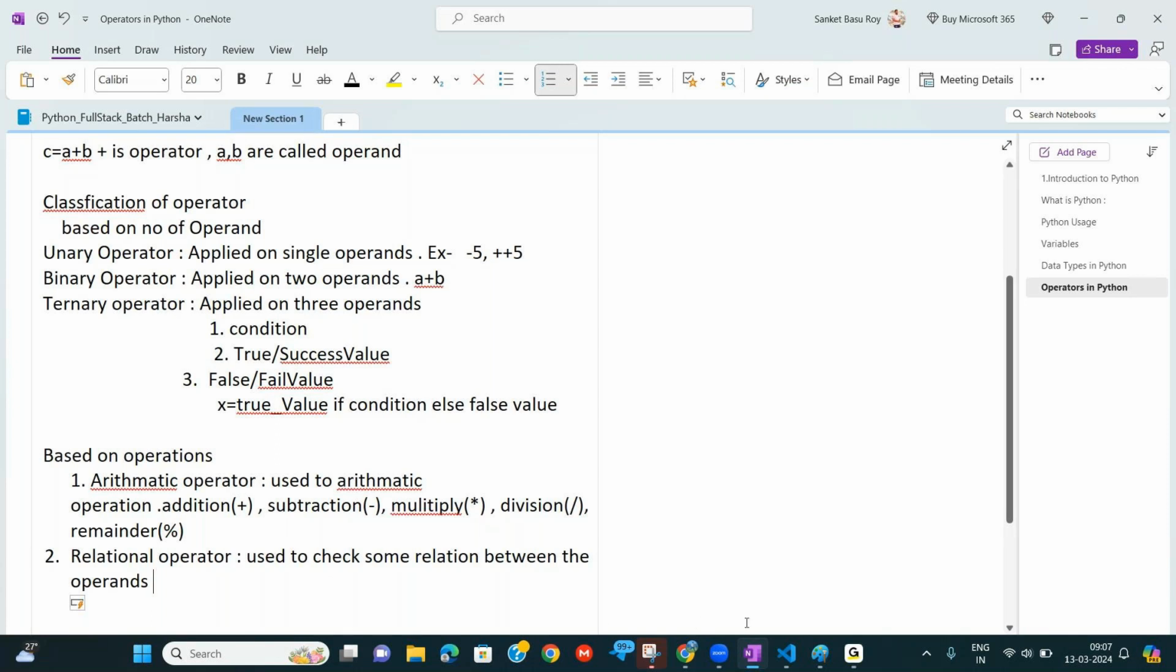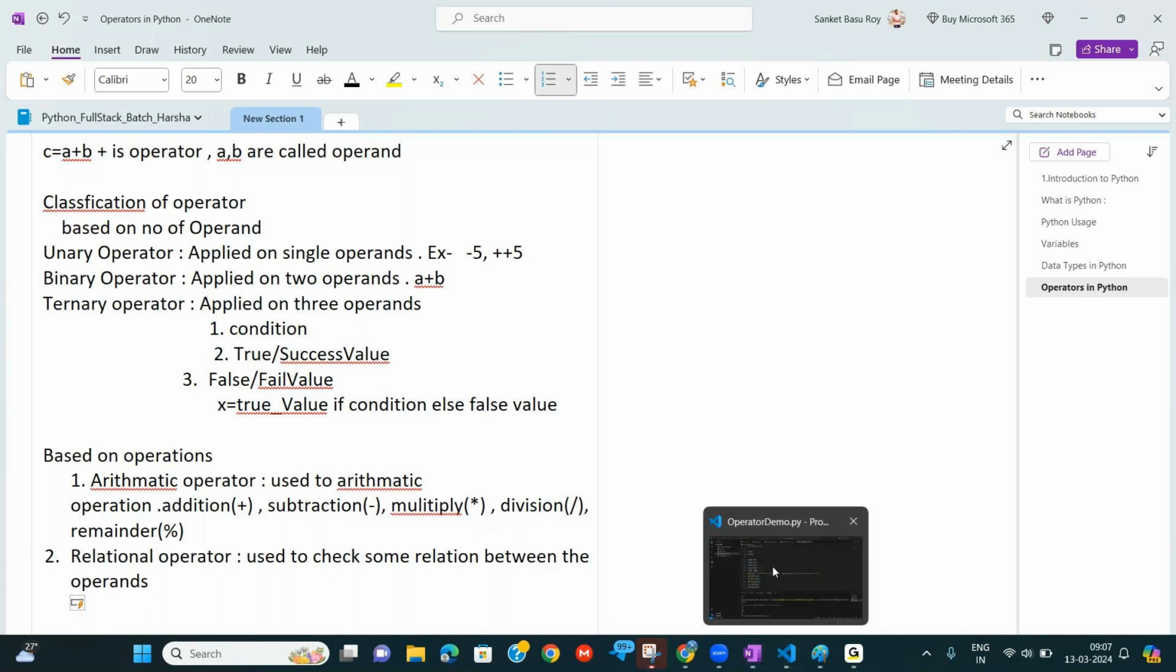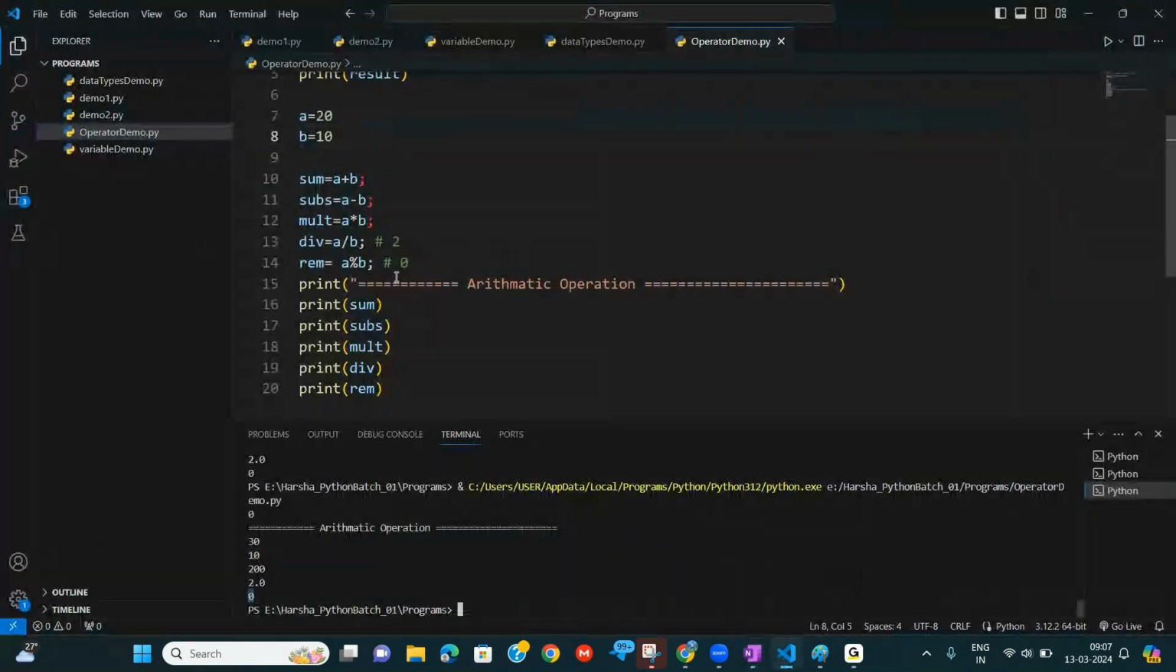Now there is one thing. Sorry, I made a mistake. Now we can see, when I'm trying to divide any number, suppose a by b, by default I am getting a float value. I'm getting 2.0. But I want it to return an integer type.